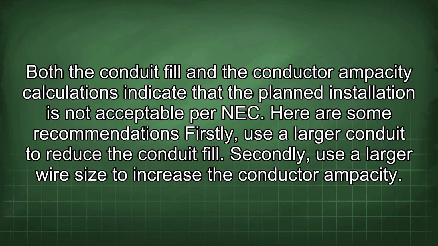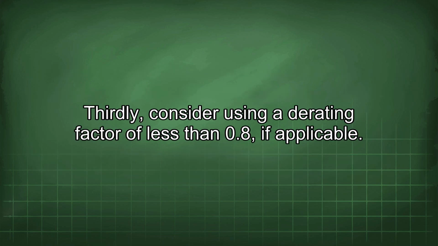Both the conduit fill and the conductor ampacity calculations indicate that the planned installation is not acceptable per NEC. Here are some recommendations. Firstly, use a larger conduit to reduce the conduit fill. Secondly, use a larger wire size to increase the conductor ampacity. Thirdly, consider using a derating factor of less than 0.8 if applicable.